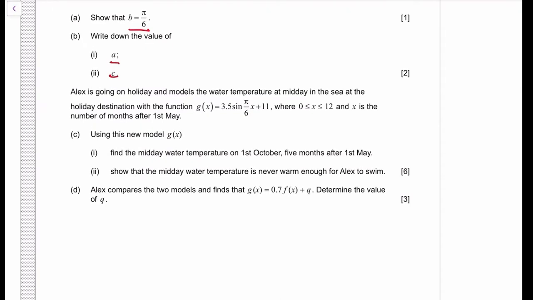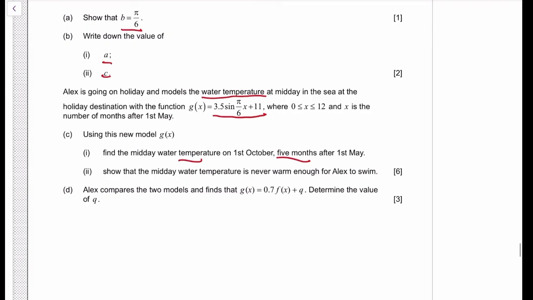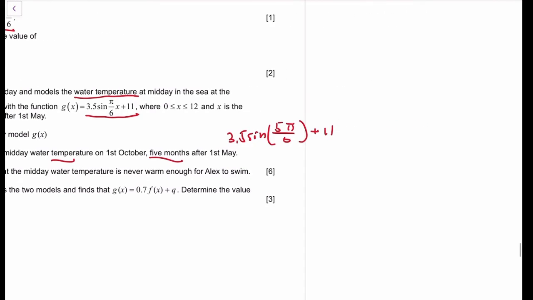And then we go to holiday. So the temperature of the water is now this. All right, for the temperature 5 months later, that's probably substituting x to be 5. So 5 over 6 of pi. If we change it to degrees, pi is 180, so that's like 150. So this is sine 150.